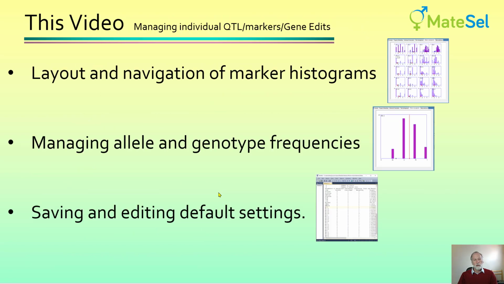So in this video there are three parts basically. We're going to first of all look at the layout and navigation of marker histograms, and there could be rather many of those histograms. Then we're going to look at managing allele and genotype frequencies for each of these marker loci. And finally we'll look at saving and editing default settings so that you can run these routinely or possibly use them in simulation work that runs over many years into the future.